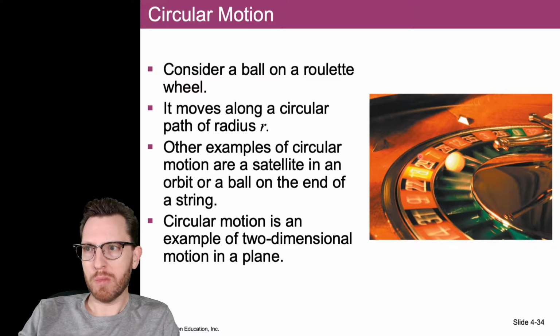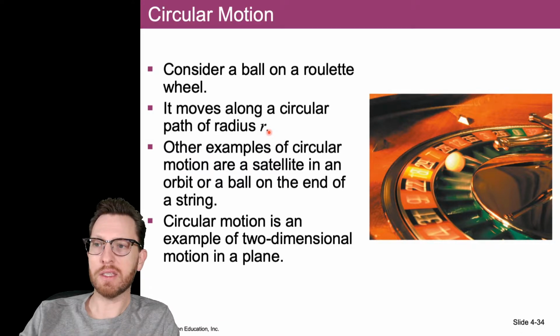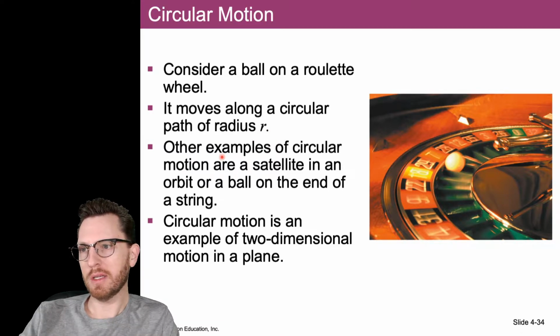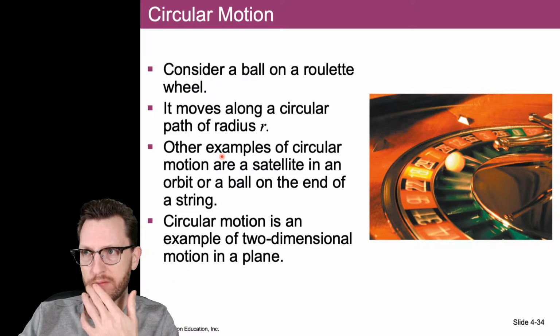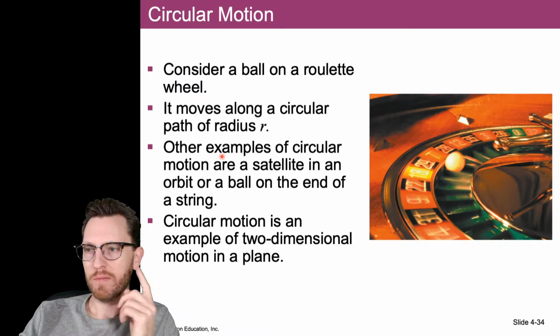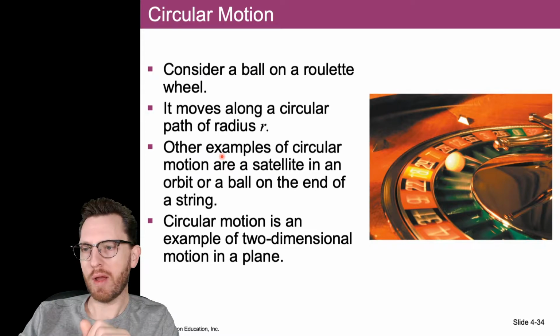For example, this ball spinning around on this roulette wheel. The ball is moving around in a circular path at a fixed radius that we could define as r. We can think about lots of other examples of circular motion: satellites in orbits, or balls at the end of strings that we're spinning around. Any kind of motion where I have an object that is moving in an orbit or in a circular path around a fixed position.